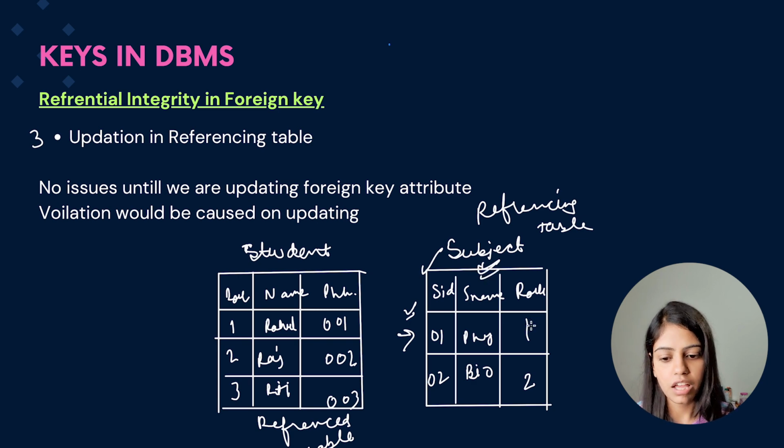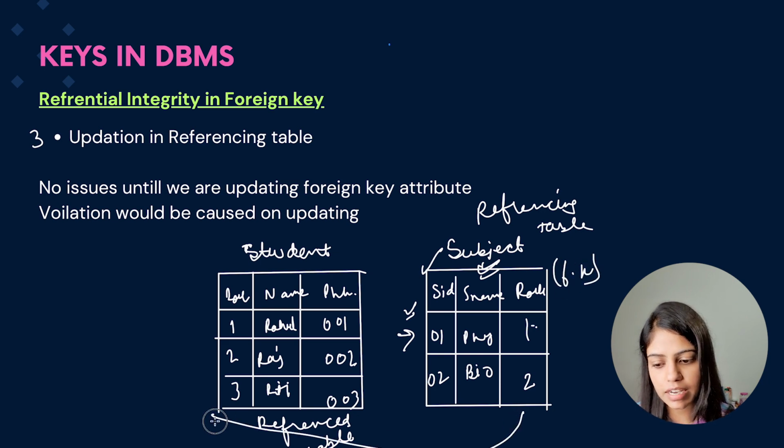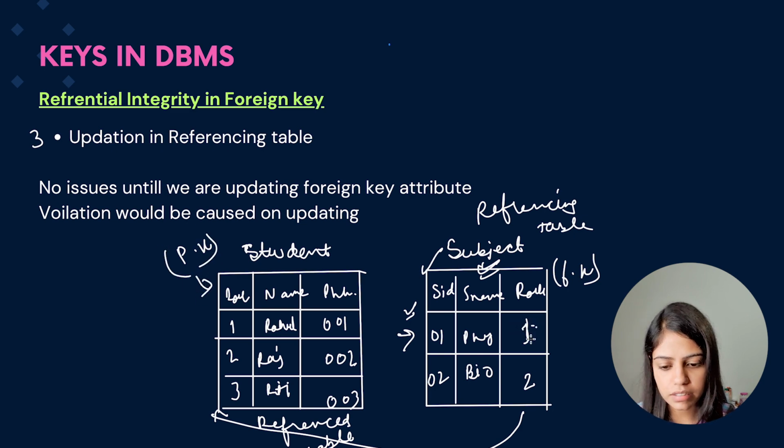It's again okay. But what if you want to update the roll number? So basically roll number is acting as a foreign key which is taking a reference from the primary key which is present in the student table. So if you update the roll number, consider you update the roll number to 10. But there is no roll number 10 which exists in this reference table. So does it make sense?